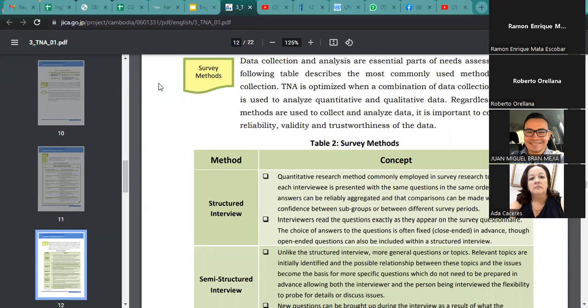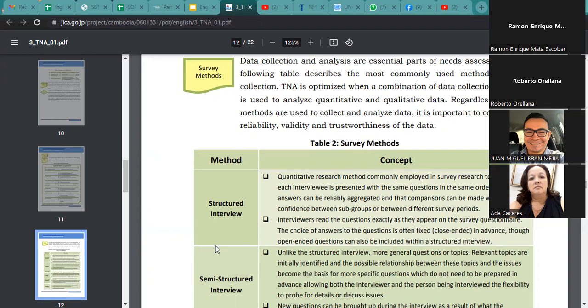Okay, survey methods. Data collection and analysis are essential parts of needs assessment. The following table describes the most commonly used methods of data collection. DNA is optimized when a combination of data collection methods is used to analyze quantitative and qualitative data. Regardless of which methods are used to collect and analyze data, it is important to consider the reliability, validity, and trustworthiness of the data. Okay, and please read just the first one, a structured interview.